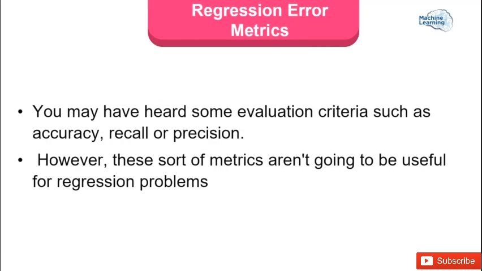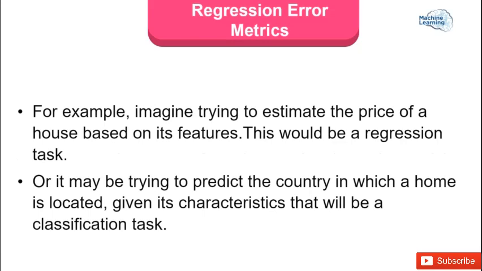So that means we need new metrics designed for those continuous values. For example, imagine trying to estimate the price of a house based on its features. Well, this would be a regression task. Or it may be trying to predict the country in which a home was located, given its characteristics. Well, that would be a classification task. Okay, so now we're going to focus on how to evaluate regression tasks, where a label is continuous and not separate categories.